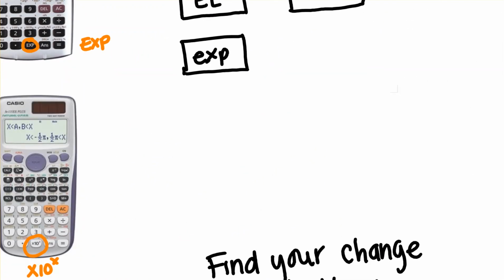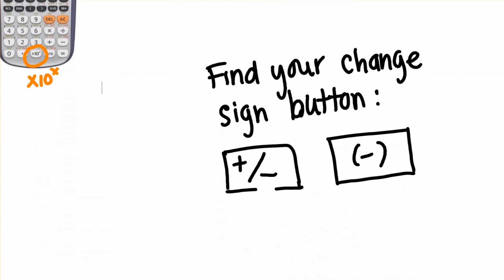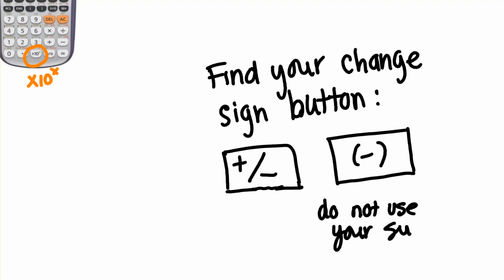then you need to find your change sign button. The change sign button is sometimes like this, like a little plus/minus, or sometimes like this. To change the sign and to get a negative exponent, do not use your subtract button. So if you found both of those buttons, then you're ready to enter.